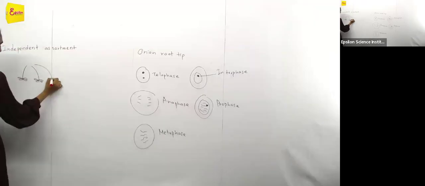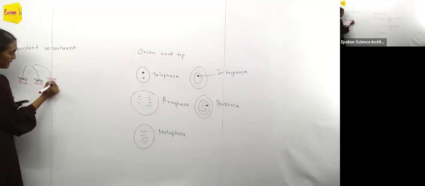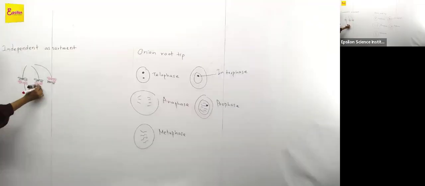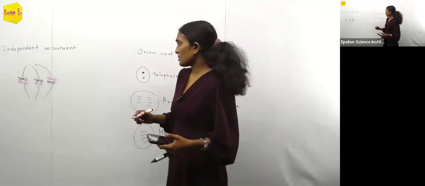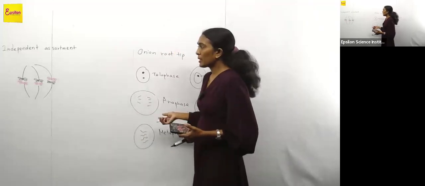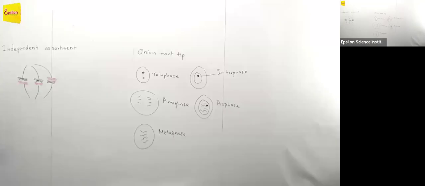Another chromosome is there. Homologous pairs are randomly arranged on the metaphase plate. We call it independent assortment. This is one way of arrangement. There are so many other possible methods of arranging and orienting these chromosomes to different poles. The more chromosomes there are, the more possible combinations there are. This is called independent assortment.